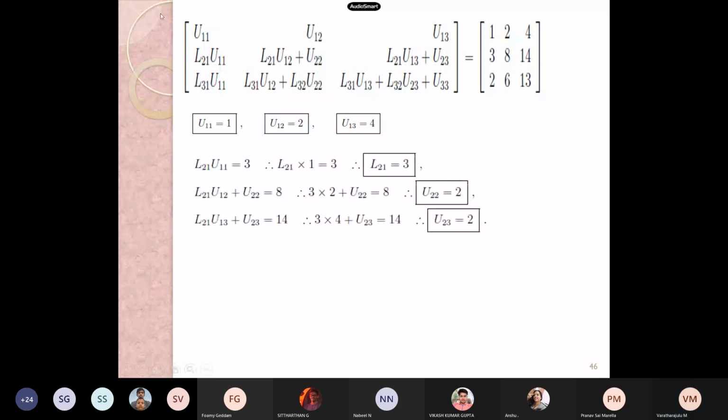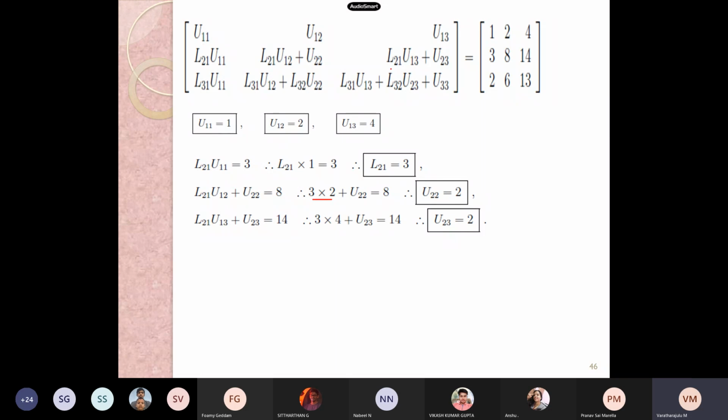Similarly, L21 into U11 is equal to 3, and here I am applying the value of U11, therefore I am getting L21 equal to 3. Similarly, now L21 U12 plus U22 is equal to 8, and now I am applying the value of L21. L21 is equal to 3, and U12 we already derived as 2, therefore this becomes 6, so that U22 is equal to 8 minus 6 is equal to 2.